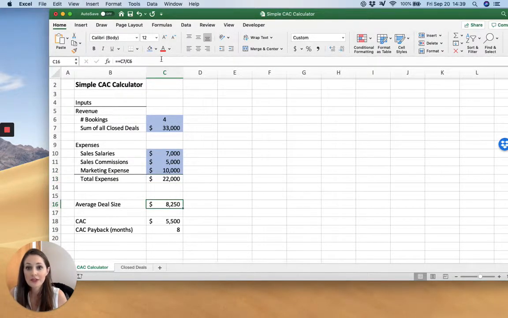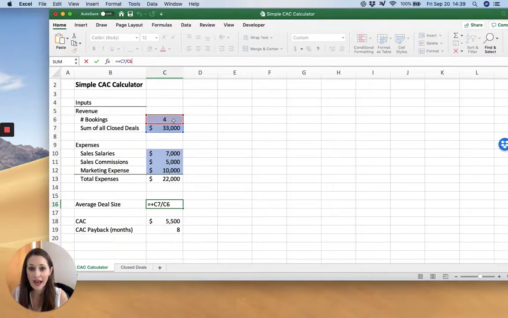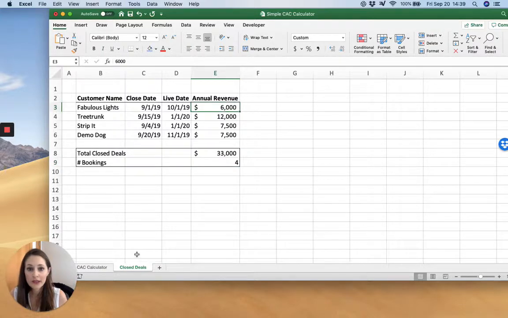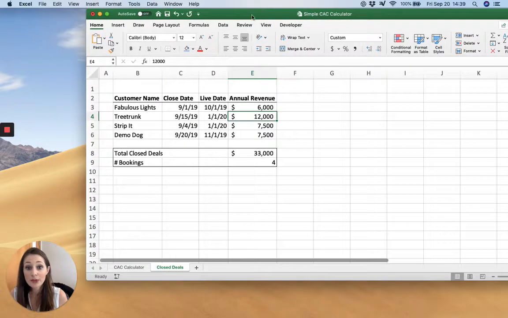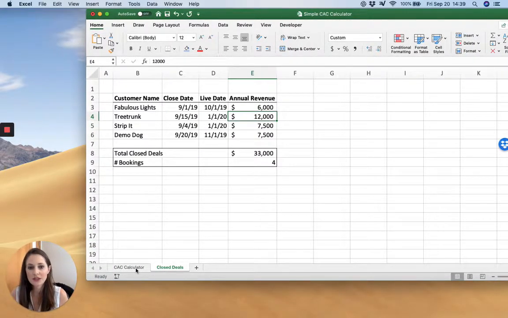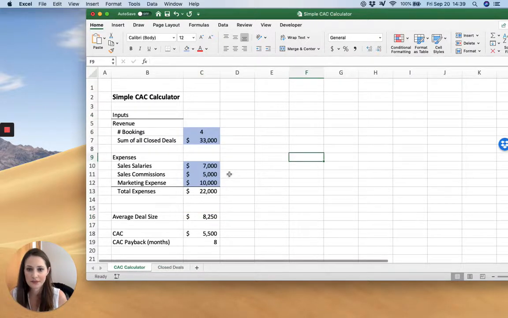So now we have the average deal size. So the average deal size is the sum of all closed deals divided by the number of bookings. That's the average customer size. We're just smoothing it out because we saw here we have one customer at $6,000 and one customer at $12,000. The other 2 are at $7,500. So that is different. But it's important just to smooth it out because this isn't going to tell you exactly how much it costs to get one particular customer. It's how much it's costing you to get all of the customers.